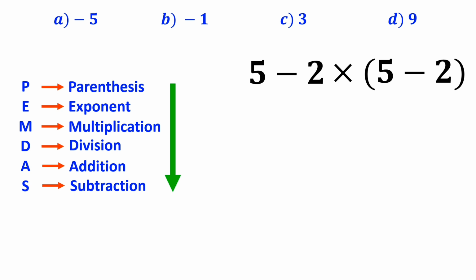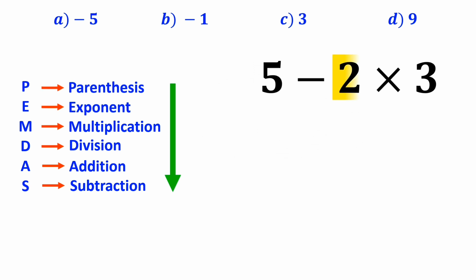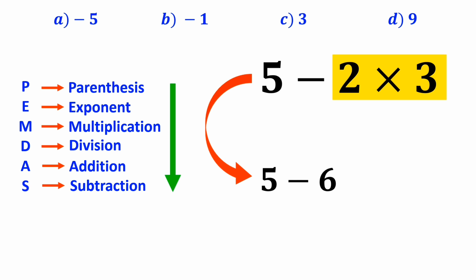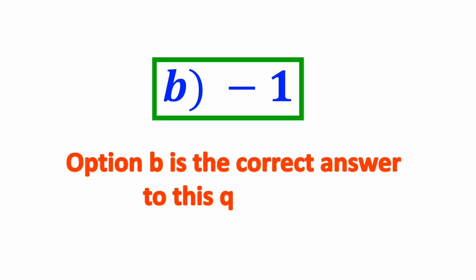So, according to this rule, we first go to the parentheses, and this expression becomes 5 minus 2 times 3. In the next step, we go to multiplication because it has a higher priority than subtraction. So instead of this expression, we can write 5 minus 6, which finally gives us the answer -1. Therefore, option B is the correct answer to this question.